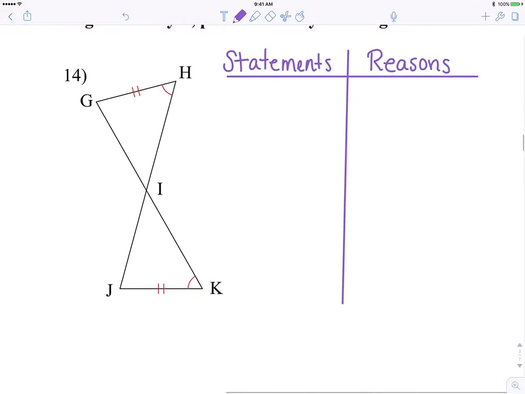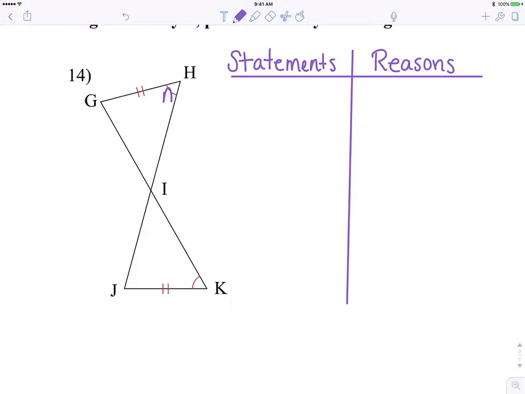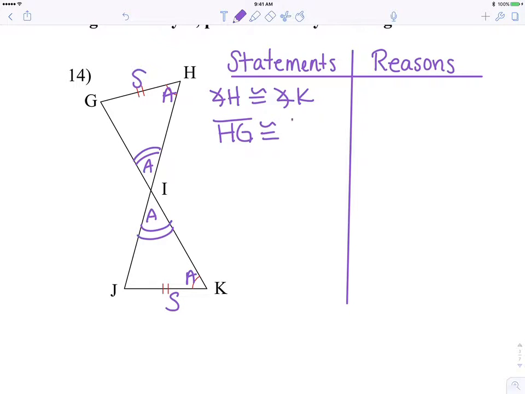Number 14. We have an angle congruent to an angle, side congruent to a side, and we can easily assume that these vertical angles right here are congruent. So we have angle, angle, side. So let's start with our given information. Angle H is congruent to angle K, and side HG is congruent to KJ, and those are given.